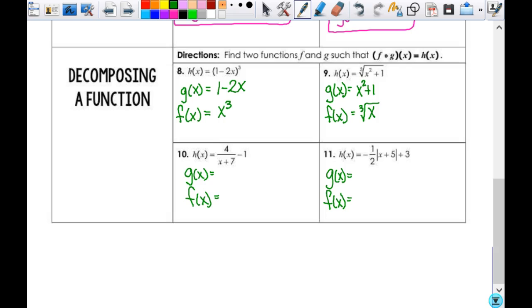All right, who wants to give me a g of x value for 10? Not everybody at once. What is it? x plus 7, okay. So then your f of x would be what? Minus 1. Y'all agree with that? Yes? Okay, good deal. All right, somebody else help me with 11. Who wants to help me? Okay, g of x is x plus 5, which means f of x would be? Good. All right. Any questions? We all good? Yes? Awesome.